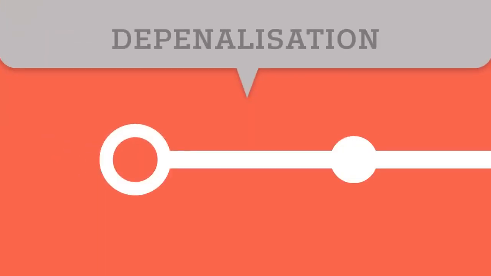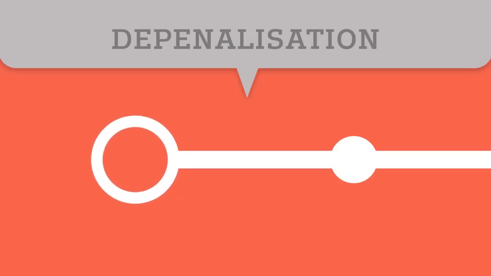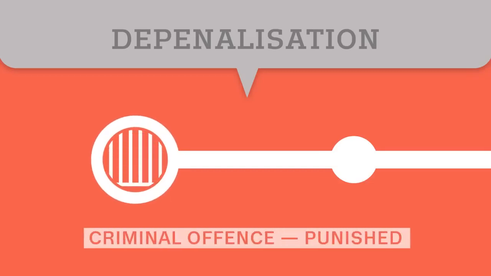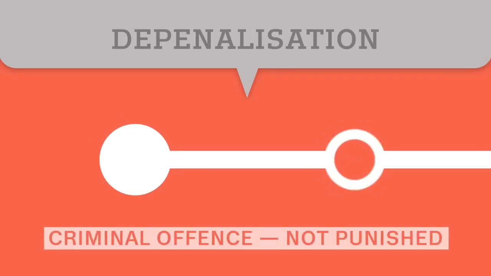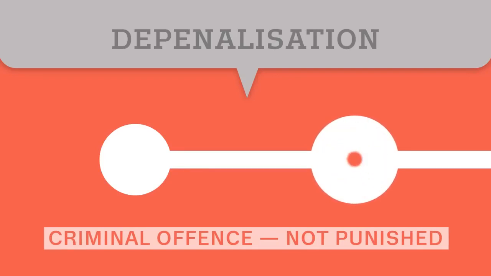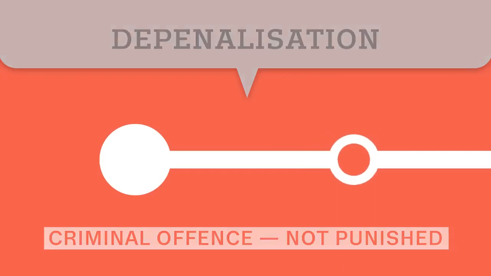The first term we'll look at is depenalisation. This is where something that was a criminal offence that was usually punished is changed to where it remains a criminal offence, but now there's a mechanism deciding that it's usually no longer punished. The case may be closed or suspended, it may be considered minor, or it may be decided that it's not in the public interest to prosecute.